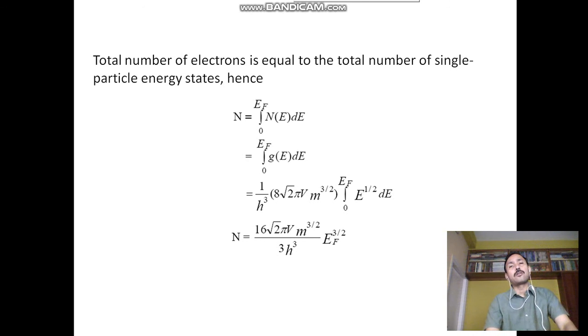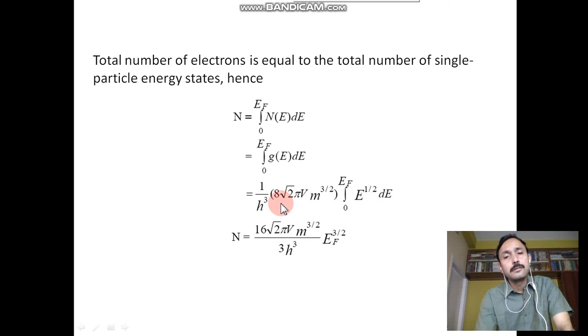Now the total number of electrons is equal to the total number of single particle energy states. We have already calculated this, but I am repeating this part. N is equal to the integration from 0 to Ef of N(E) dE. So N(E) means it is G(E), basically e to the power (E-Ef)/kT is equal to 0 at T equal to 0, then N(E) becomes G(E). Already we have discussed this in our earlier lectures. So 1 by h cube, G means 8 root 2 pi V m to the power 3 by 2, and on integration, this is the integration from 0 to Ef of E to the power half dE.